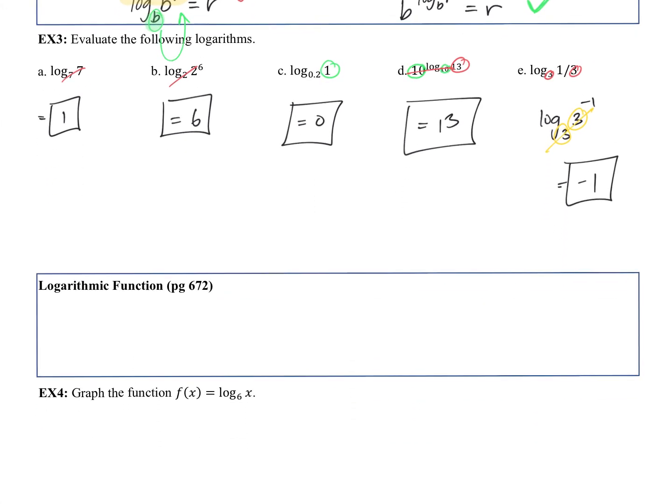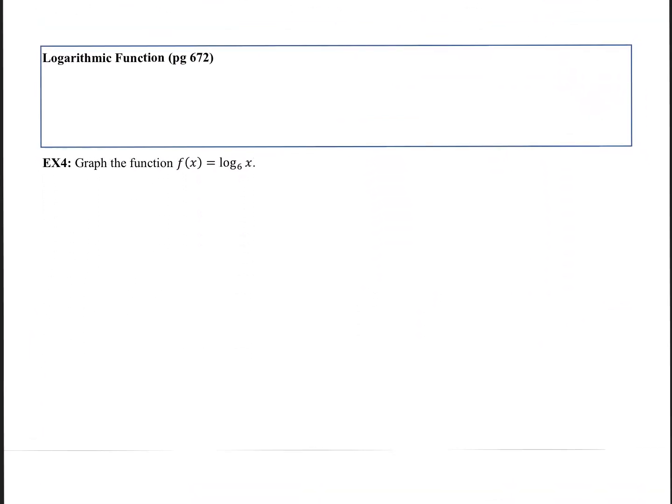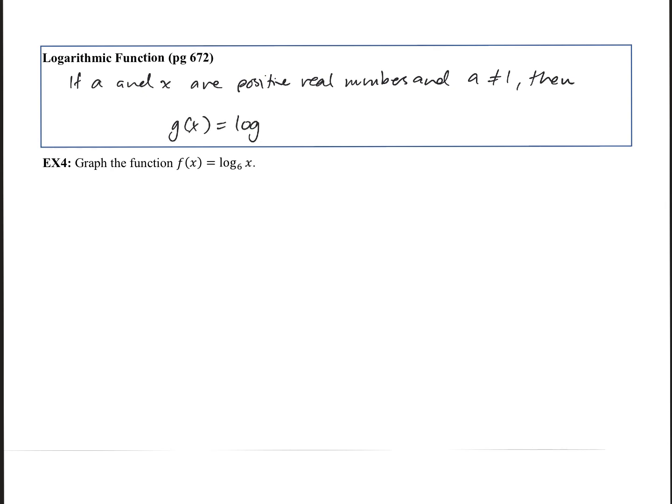Okay, so let's take a look at the next thing, logarithmic functions. Page 672. What do we know? Well, if a and x are positive real numbers, and a does not equal 1, then g of x equals log base a of x. So this is a logarithmic function. And how do we know it's a function? Because it states g of x.